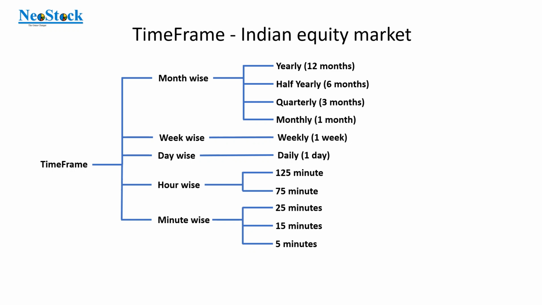Strictly speaking, for our supply and demand zone, we could use the monthly, quarterly, half yearly and yearly time frames. Later, once you get experience, you can look into that. But during our course, we focus on the monthly, weekly, daily, 125 minutes, 75 minutes, 25 minutes, 15 minutes and 5 minutes time frames. Total 8 time frames. So we will be focusing on these time frames.